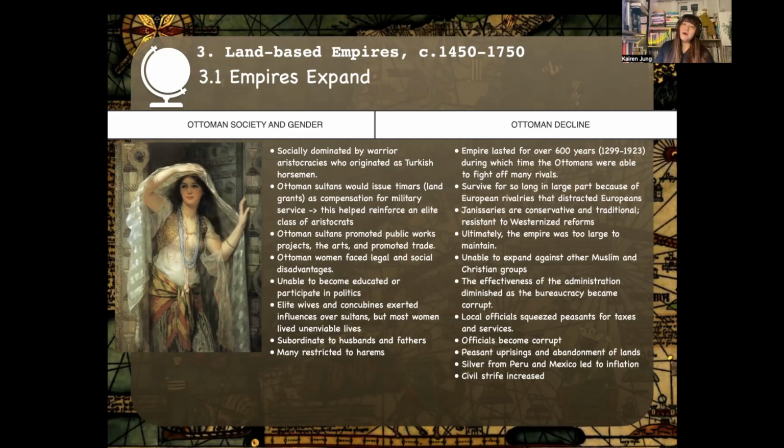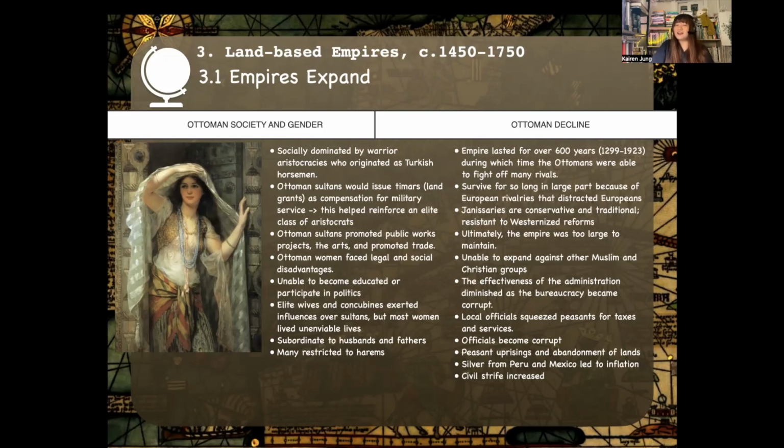The Ottoman Empire lasted for over 600 years, and during that time the Ottomans were able to fight off a lot of rivals. They survived for so long in large part because European rivalries among the different European countries distracted the Europeans. The Janissaries were conservative and traditional. They were able to resist and withstand the westernized reforms, but ultimately the empire was just too large and it couldn't last forever. The Ottomans were unable to expand against other Muslims and Christian groups.